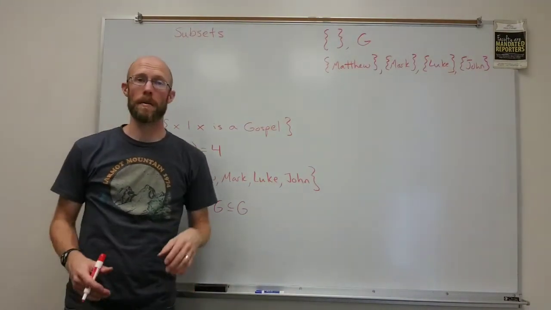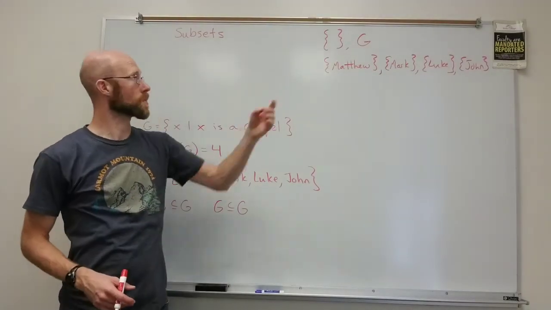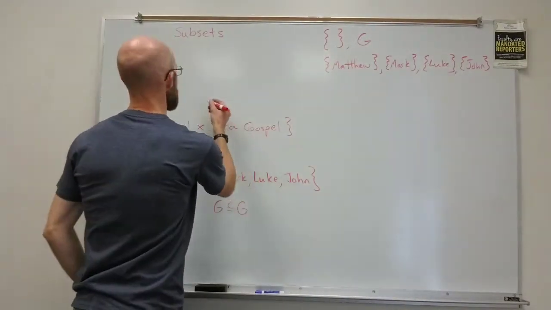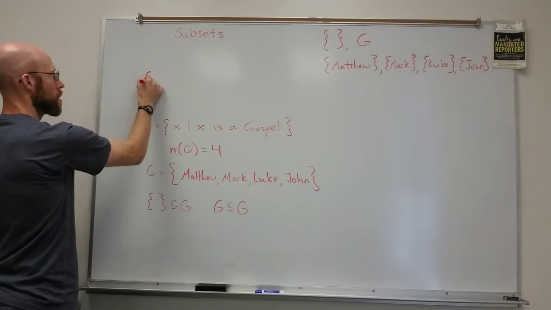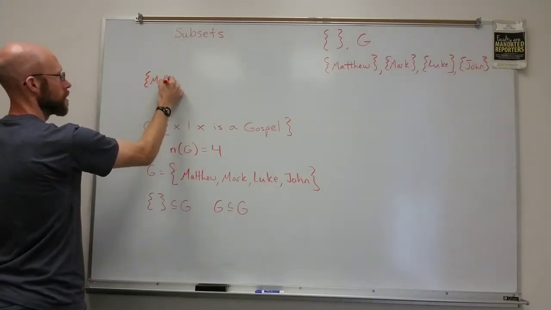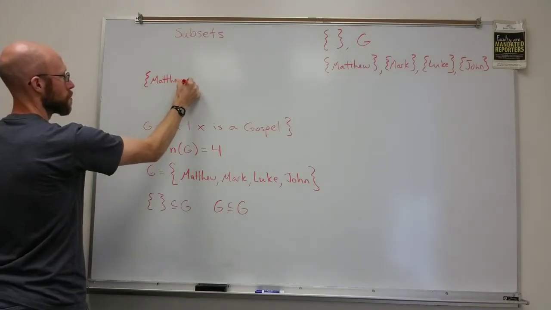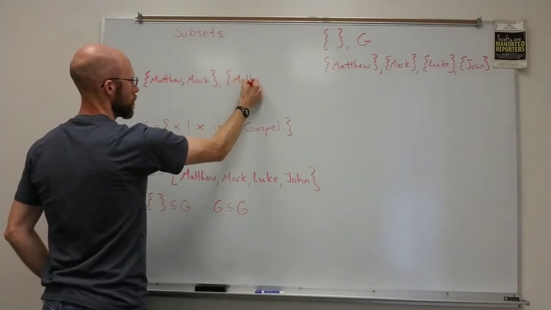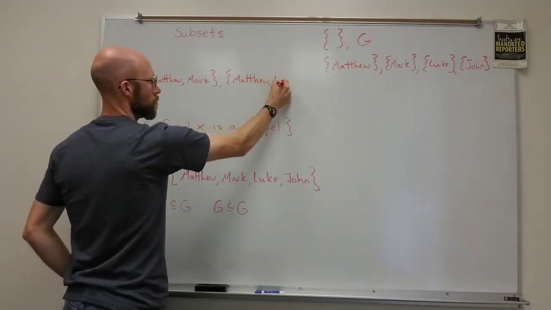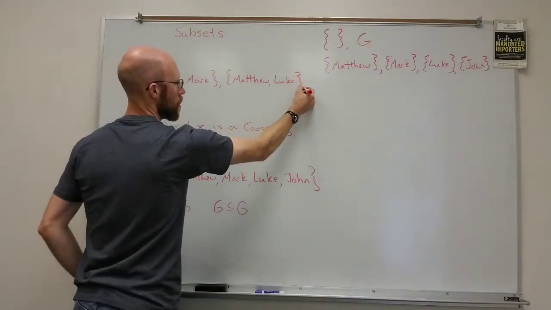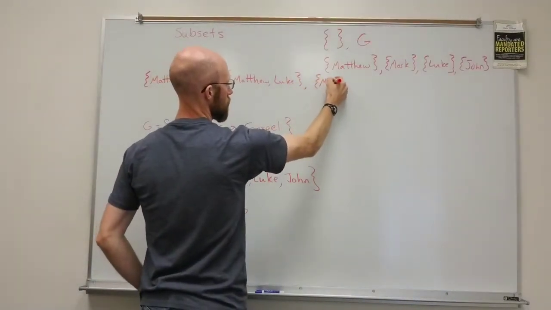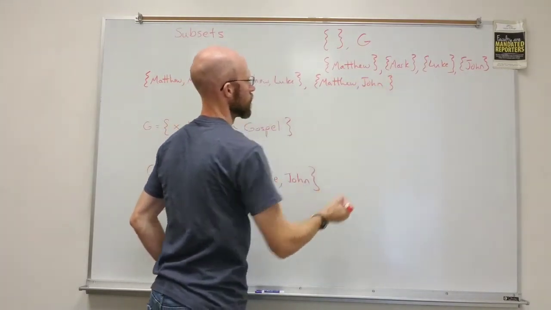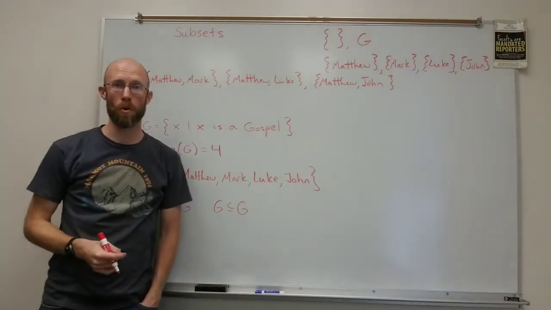I could also take combinations of two elements, right? So I've got zero elements, I've got one element. If I did combinations of two elements, I might need to start this a little more to the left. We could take Matthew with Mark. We could take Matthew with Luke. And we could take Matthew with John. Right? That would give us three more subsets.